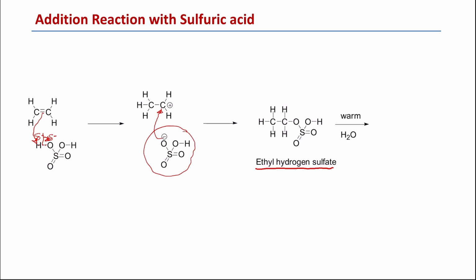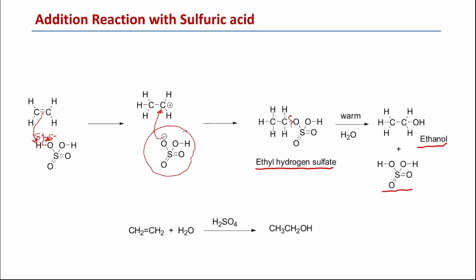If you add warm water, the bond between the carbon and oxygen is going to break, and this is going to give you ethanol and give you back the sulfuric acid. So sulfuric acid here has been regenerated as it started, and the final product is ethanol, the alcohol. The role of the sulfuric acid here is simply a catalyst. So the final reaction is we add ethene with water in the presence of sulfuric acid, which acts as a catalyst to give you ethanol as your final product.